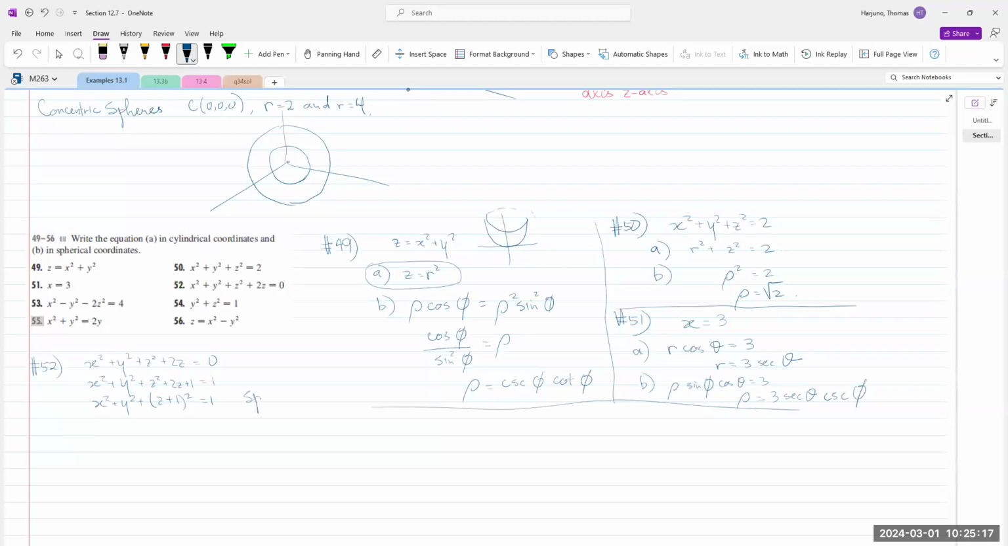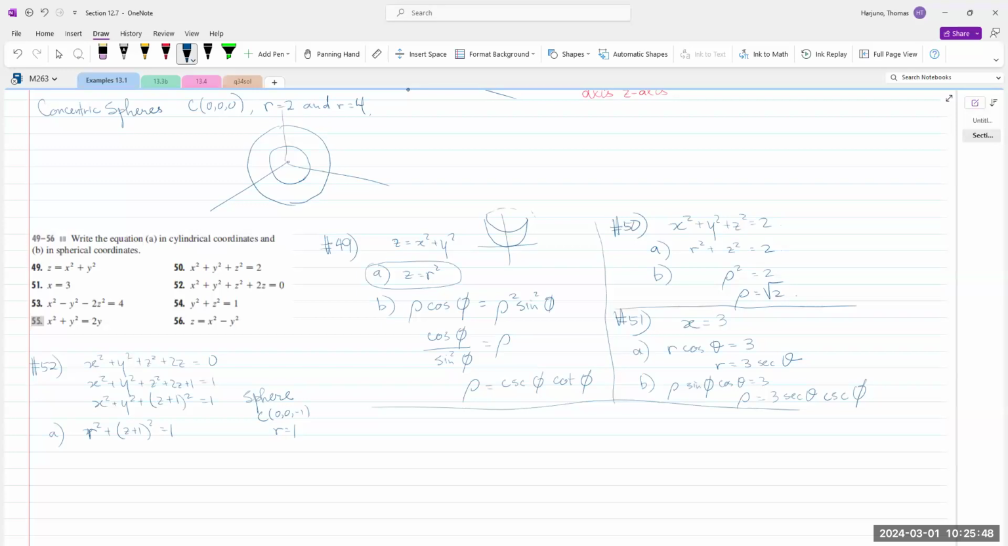This is a sphere centered at (0, 0, -1) with radius 1. So you will see this sphere is actually below the xy plane. However, if we make it into a cylindrical equation, that will be r squared plus (z plus 1) squared equals 1. Right? Remember, for cylindrical, we keep the z, we just need to modify the x and y.